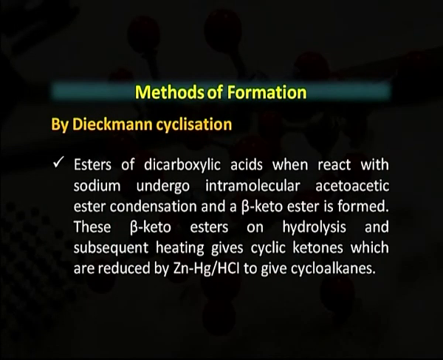Another reaction is Dieckmann cyclization. In this reaction, esters of dicarboxylic acids when reacting with sodium undergo intramolecular acetoacetic ester condensation and a beta ketoester is formed. These beta ketoesters on hydrolysis and subsequent heating give cyclic ketones, which are reduced by zinc mercury in presence of HCl to give cycloalkanes. So, you may say that from an open chain we can get the cyclic structure of alkanes.